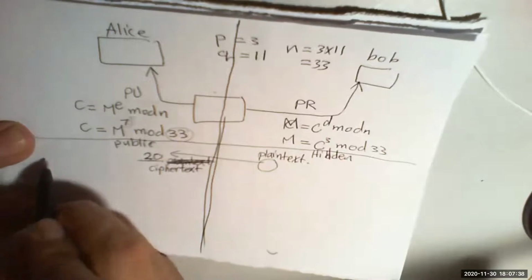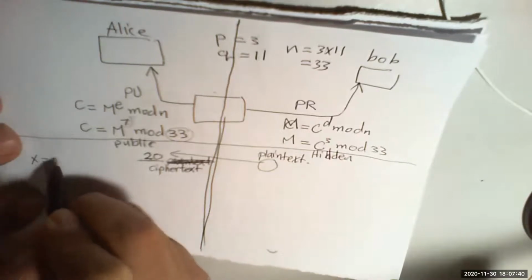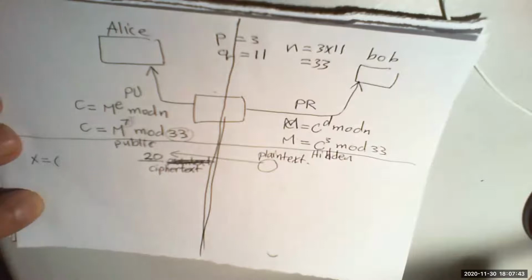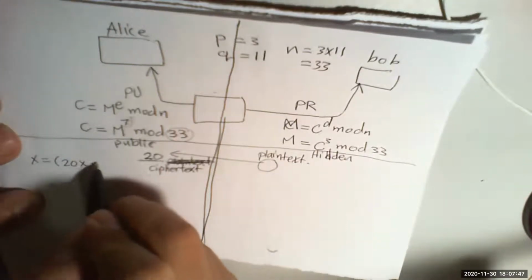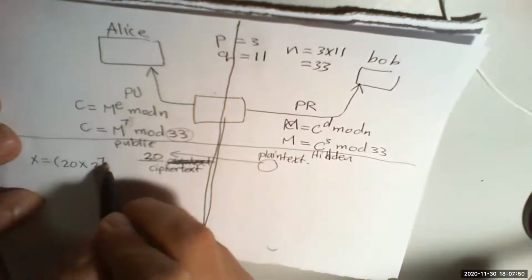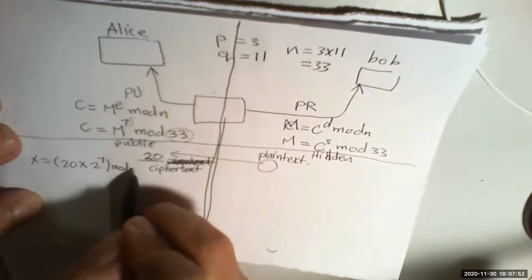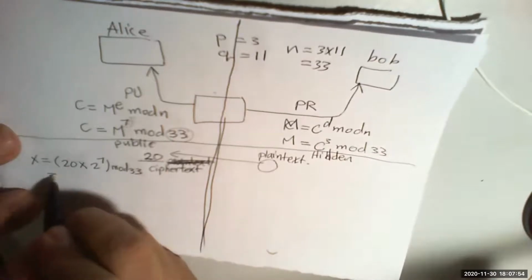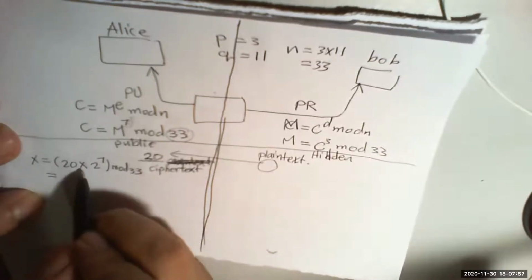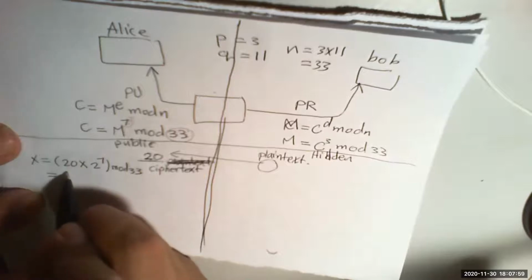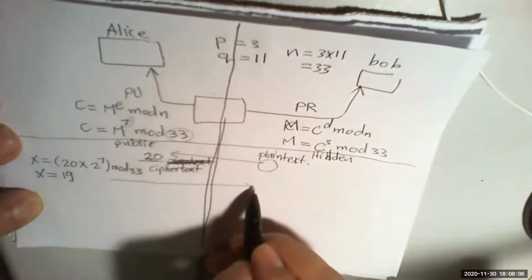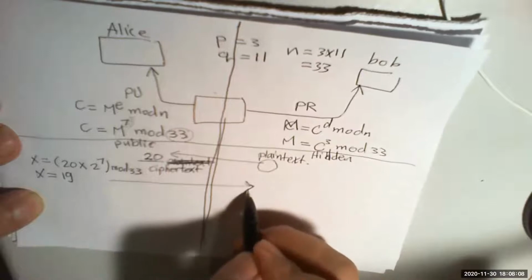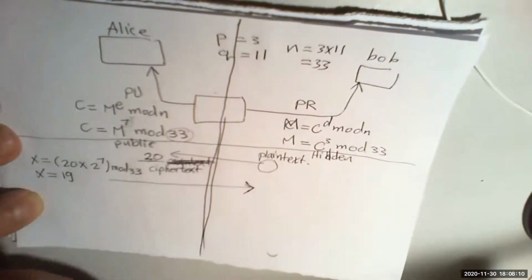Now I calculate x equal to what? Equal to 20 multiplied by 2 to the power 7 mod 33. If you use the calculator, it is easy to confirm that x equal to 19. Now I am applying 19 to the encryptor to see the response.